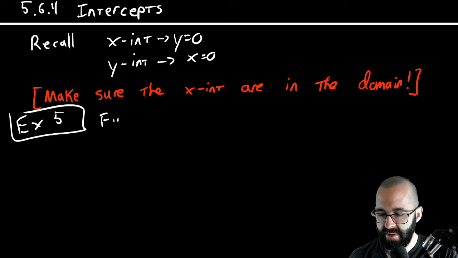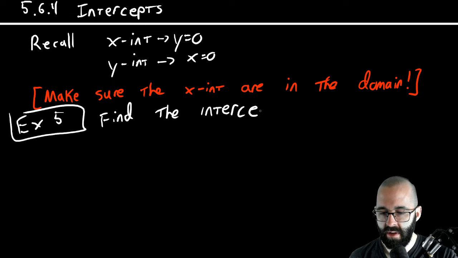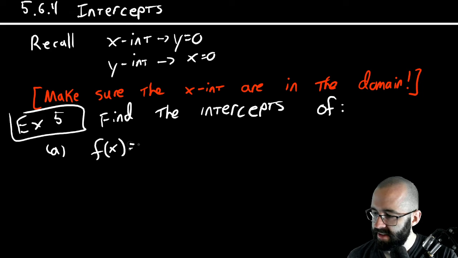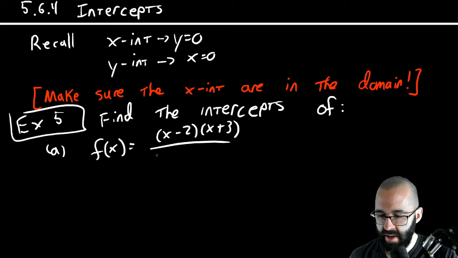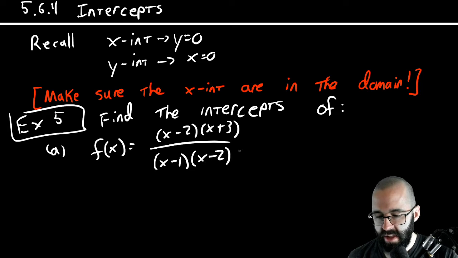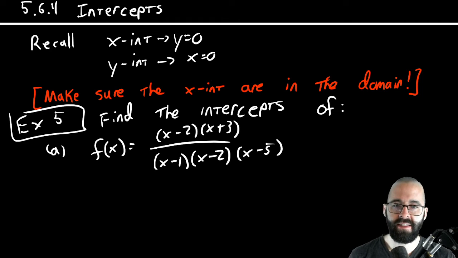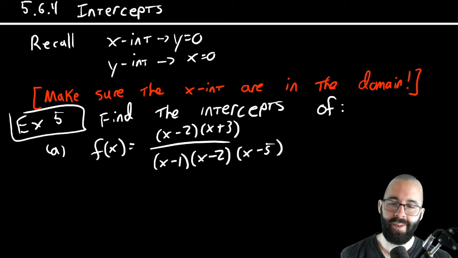Find the intercepts of the following. Part A. f of x equals (x minus 2)(x plus 3) divided by (x minus 1)(x minus 2)(x minus 5). So this is really nice. It gives it to us entirely factored. Okay. That is nice. You'll see why that's nice later.